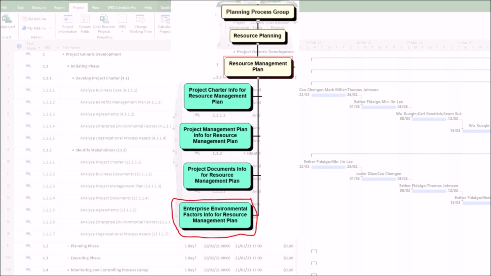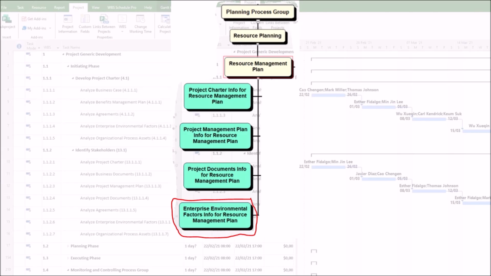How important is the input of enterprise environmental factors to the plan resource management process? The input of enterprise environmental factors is critically important and fundamental to the plan resource management process because you can't plan who you need, how you'll manage them, or what they'll do without first understanding the environment they operate in. Enterprise environmental factors set the boundaries, constraints, and opportunities for your resource plan. You are not planning in a vacuum, you are planning within a specific organizational ecosystem.